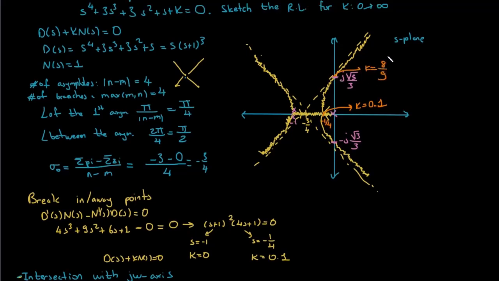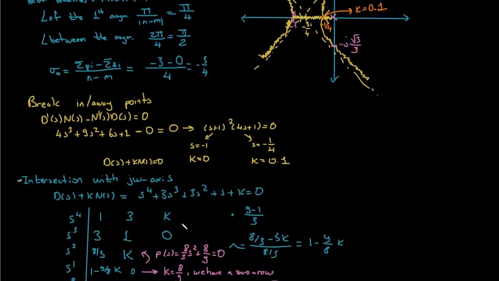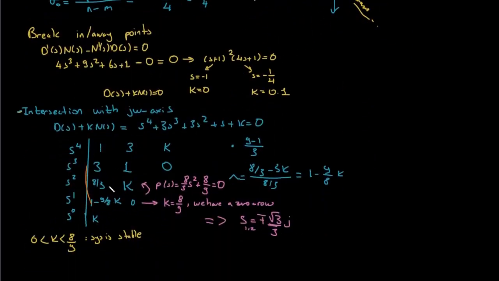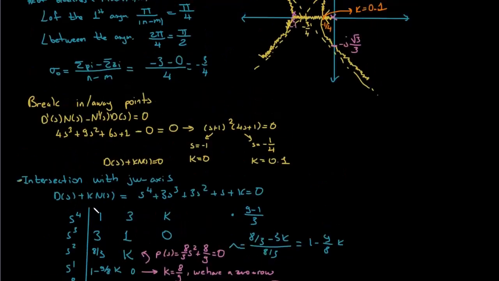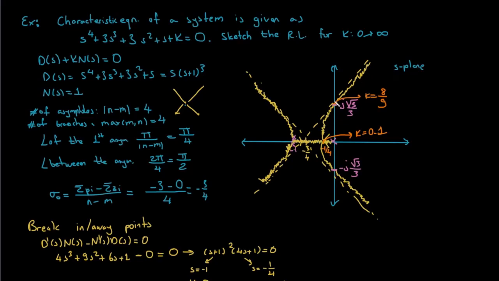And when k is beyond 8 over 9, so if I pick k values greater than 8 over 9, then in the first column of the Routh array, I will have a negative number, so 2 sign changes. So this is plus, plus, plus, negative, plus, so I will have 2 sign changes, which means that 2 poles will have positive real parts. And I see those poles are these guys over here. So for k greater than 8 over 9, those 2 poles are moving to the right half plane and making the system unstable.